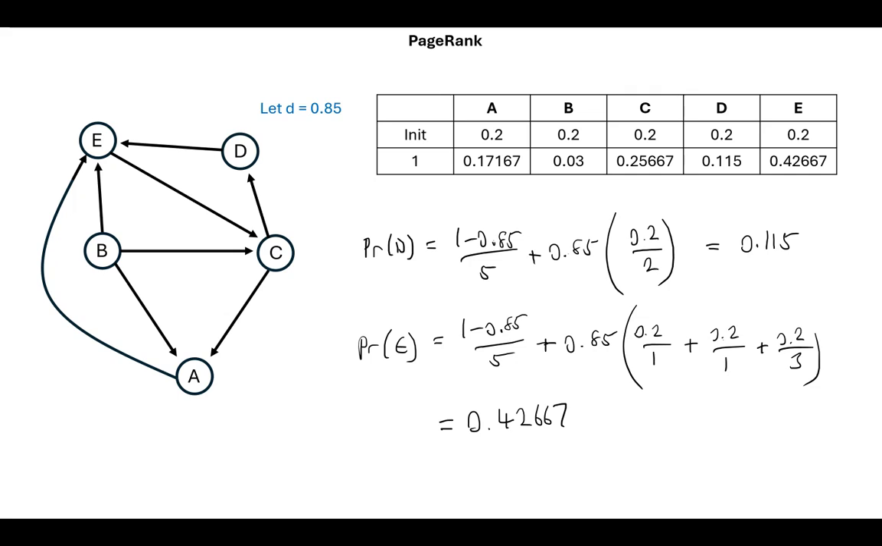And here are the answers for D and E. From here, you can see how the PageRank formula is built up. This isn't given to you in an exam, so you need to remember it, but it's quite intuitive, so it's not that hard to remember.